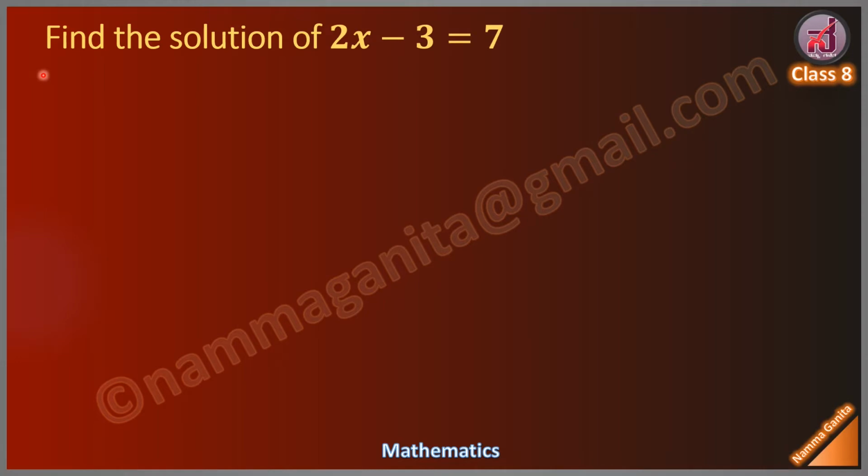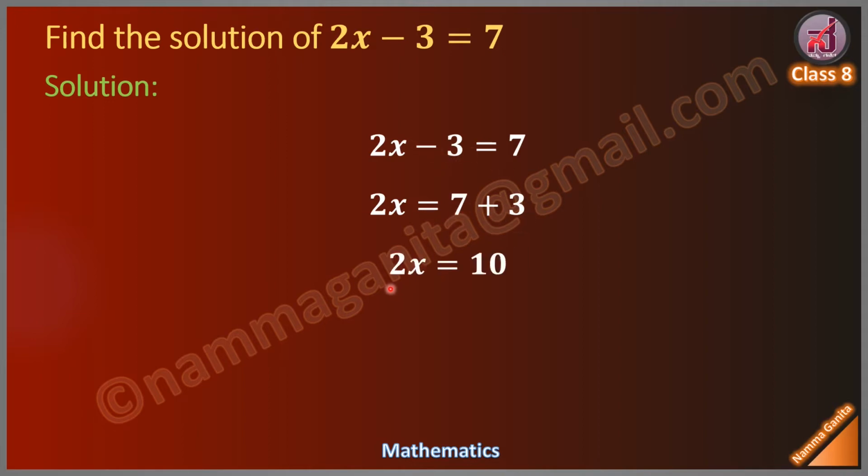Children, let us recall the technique of solving an equation with one example. Find the solution of 2x minus 3 equal to 7. Solution. Write 2x minus 3 equal to 7. Now shift this minus 3 to the right hand side. Then it becomes 2x is equal to 7 plus 3. Minus 3 becomes plus 3. 2x is equal to 7 plus 3, which is 10.